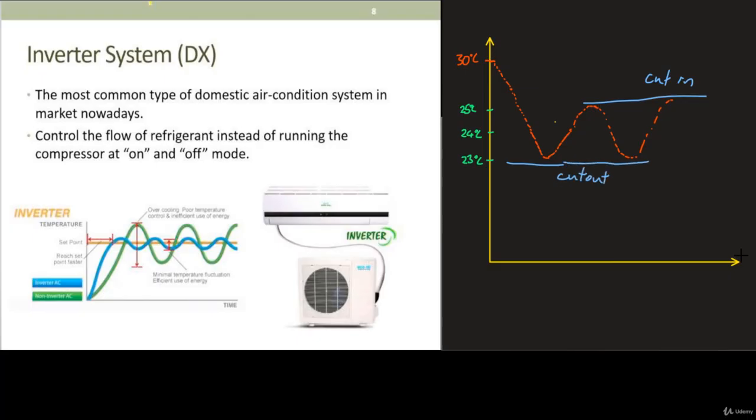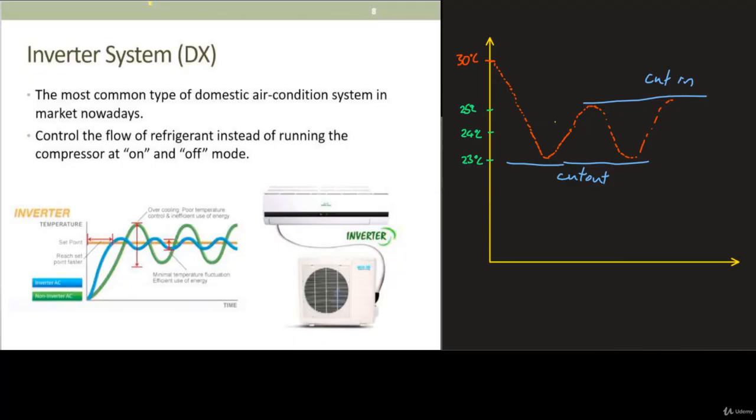So that's why you may notice in the olden days, when you had this unit, suddenly the condensing unit would make a loud noise, then after a while it would stop. That is because your compressor is cutting in and cutting out.